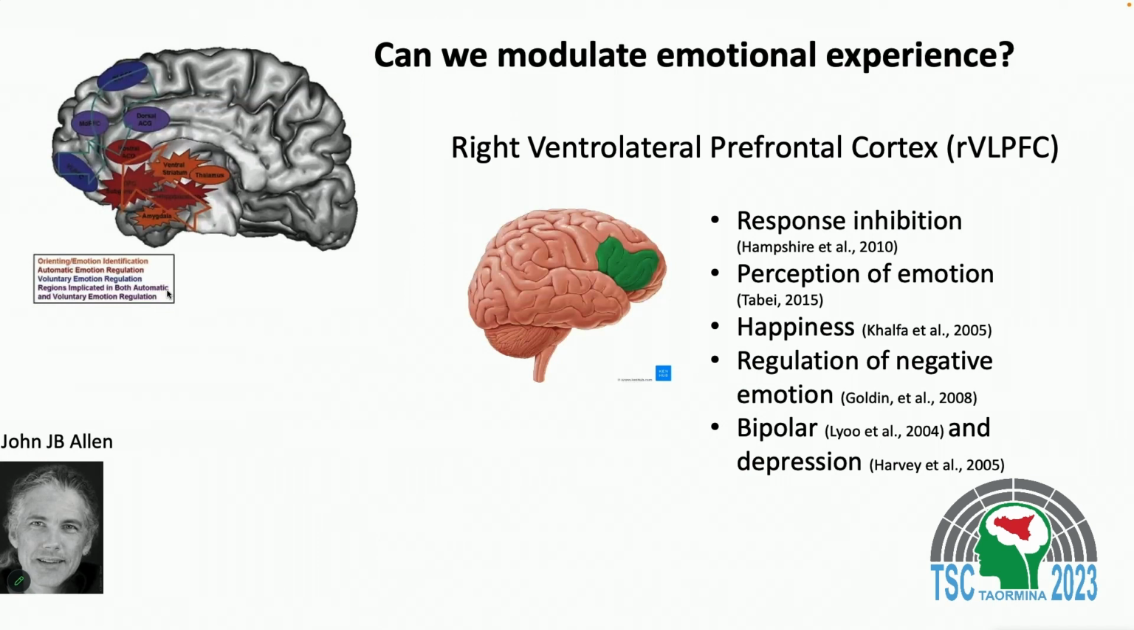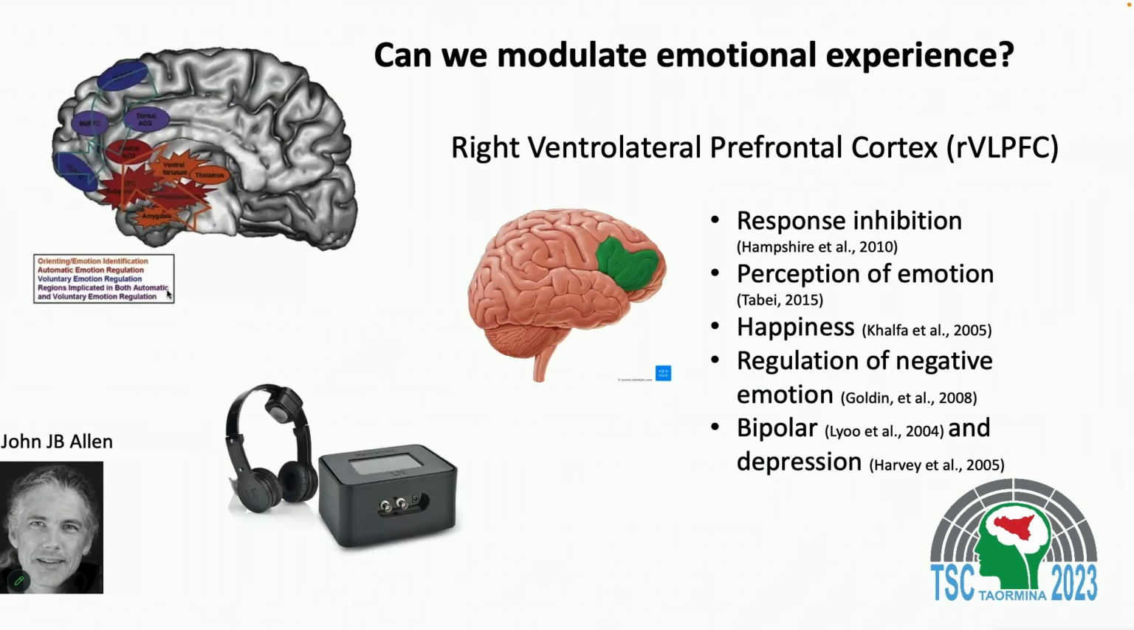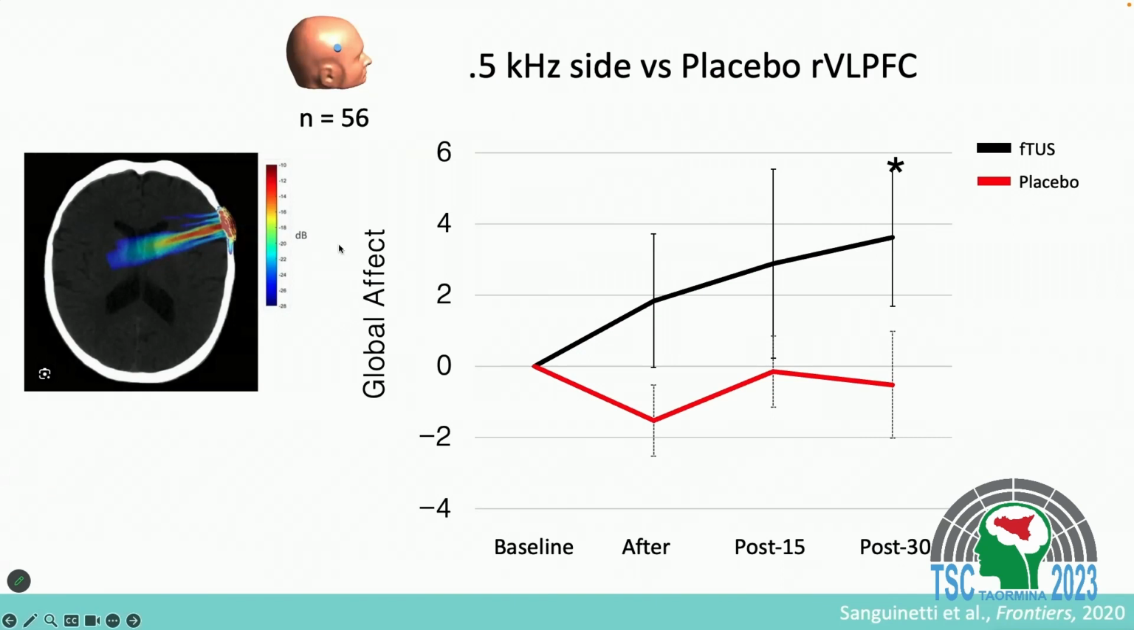But there was a lot of fMRI research, particularly, that was suggesting it's also involved in the regulation of negative emotion, particularly involved with bipolar disorder and depression, for example, but that it's a bit more than just response inhibition, that if you could modulate or regulate this region, you should increase positive affect. And so we tested that hypothesis by using ultrasound to target the right prefrontal cortex. So you can see here on the screen, we were targeting right into the VLPFC through the temporal window.